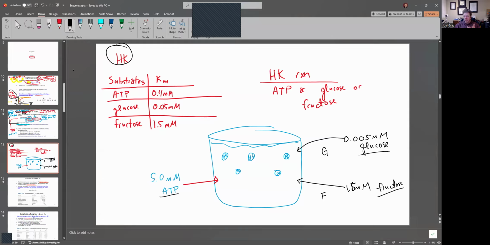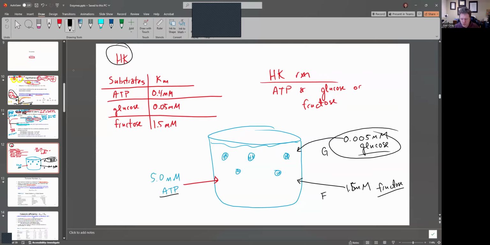Now, the KMs are relative measures of affinity. Sure, it has a greater affinity for glucose, but this number right here, that's telling us what is in there. That's telling us the concentration of glucose in that solution. We know that it has a Km of 0.05, but there's not a lot in there. So it's almost like, yeah, it really wants it, but there's nothing for it to work with.